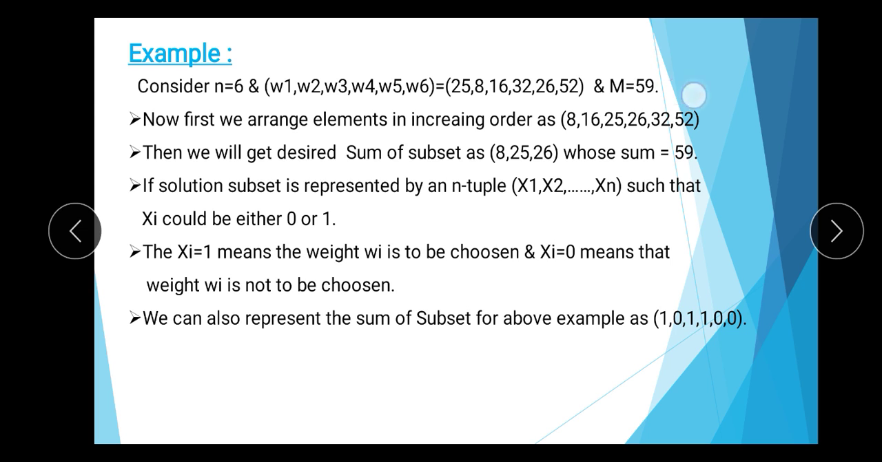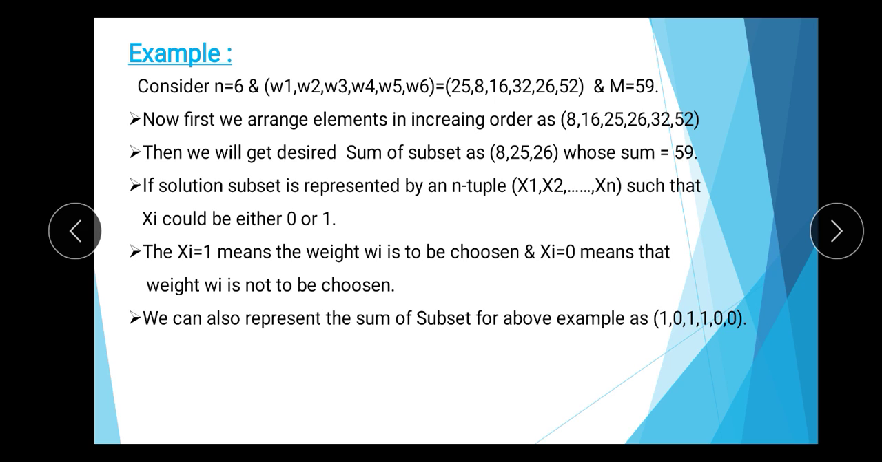That means from the given input set, which value we have chosen, we can show in the form of 1 0 1 1 0. Here we are choosing 8, so we represent it with a 1. We are not choosing 16, so we represent it with a 0. We are choosing 25 and 26, so we represent them with 1 1, and 32 and 52 are not chosen, so they are represented with a 0.